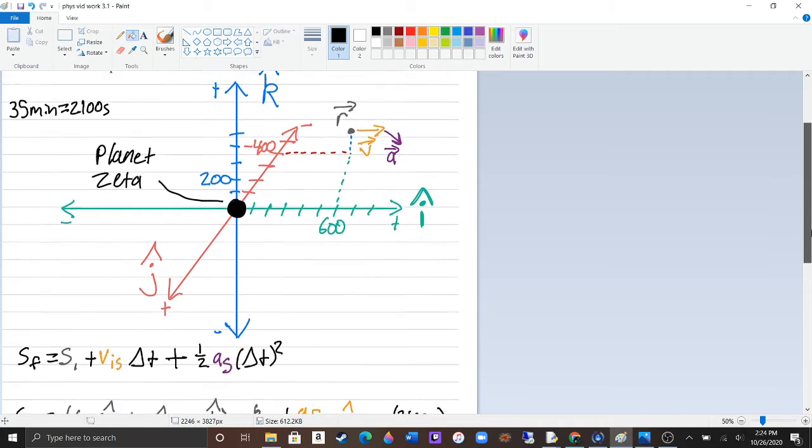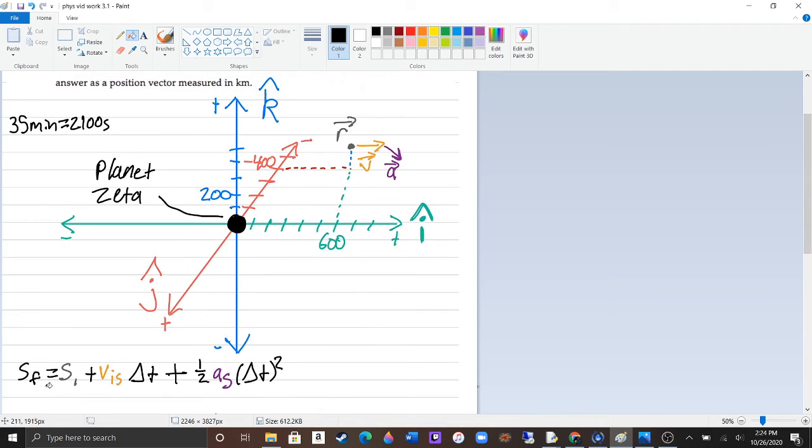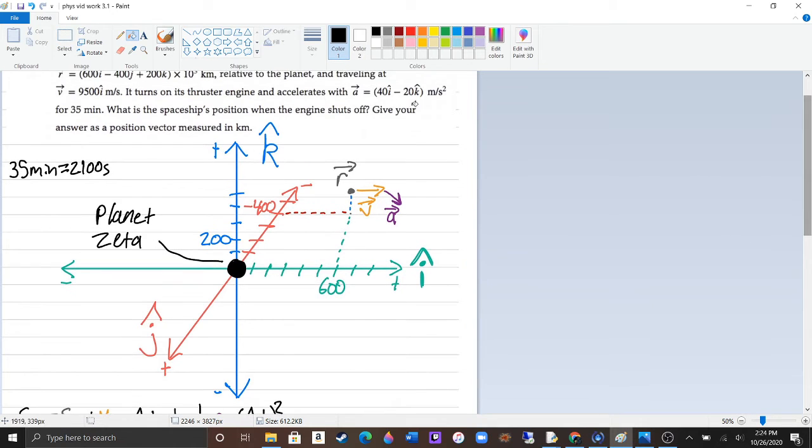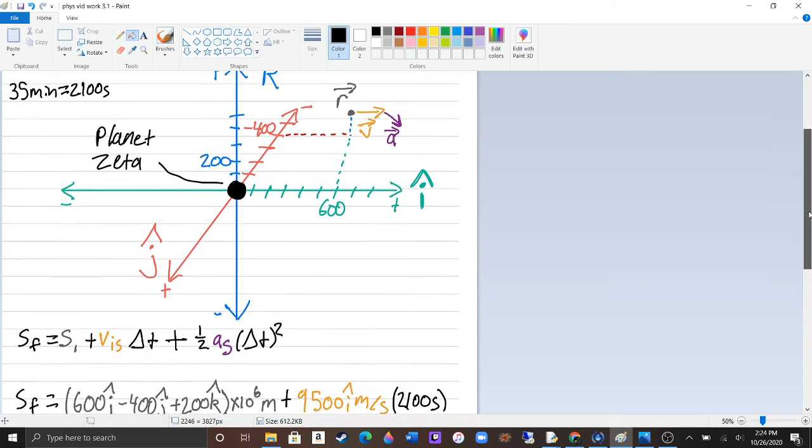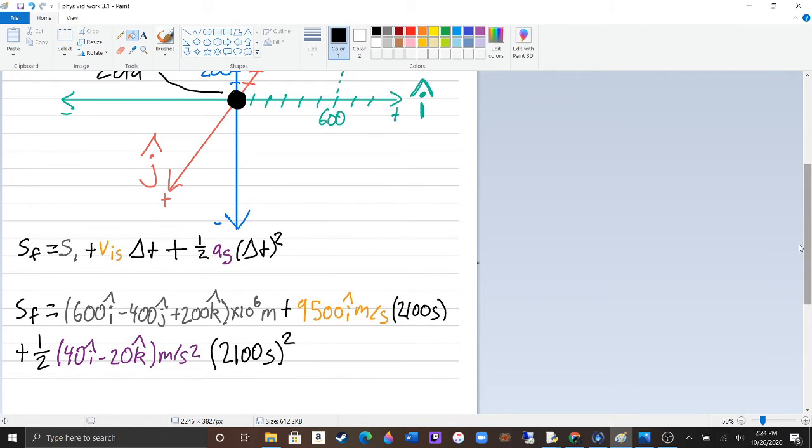So we have our equation for our final position using our initial position, which is this R vector, plus our initial velocity, which is 9,500 meters per second, times the amount of time that has passed, 2,100 seconds, plus 1/2 of our acceleration, which is right up here, times the amount of time that has passed squared. So once we plug all of that in, it's kind of long.